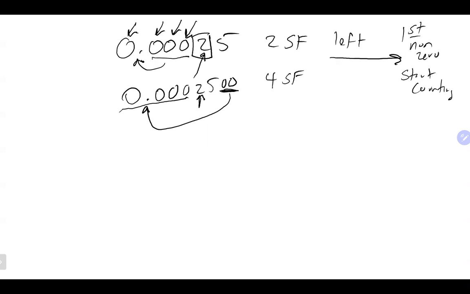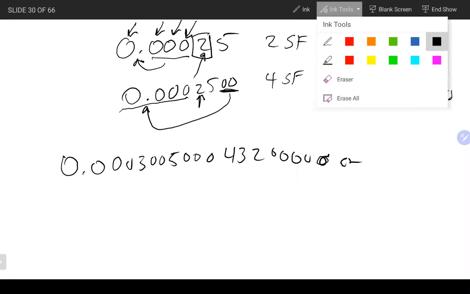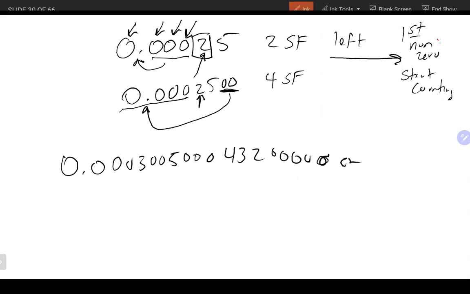So let's just say we took a crazy measurement like 0.00300500043200000 centimeters. Okay. How many significant figures does that have? I have no idea. I just wrote it. I'm not sure what you'd use to make that measurement, but let's just pretend.